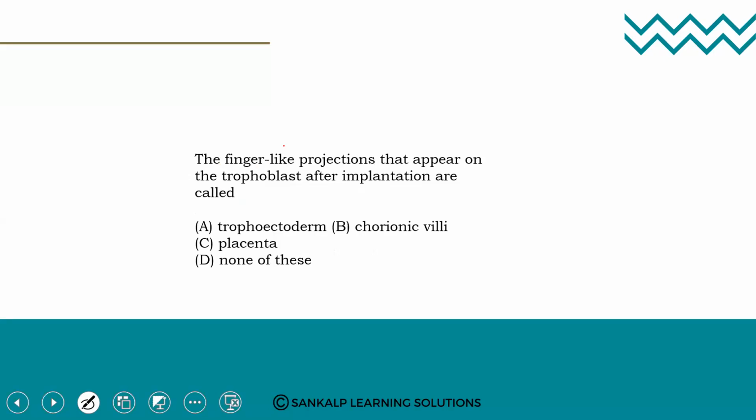Next question. The finger-like projections that appear on trophoblast after implantation are called. Read it clearly. Finger-like projections appear where? On the trophoblast. What is a trophoblast? Recall the blastocyst embryo structure. After implantation, the finger-like projections that appear on the trophoblast, what are they called? Trophectoderm, chorionic villi, placenta, none of these. Anvita answered it, Jyoti answered it, Komala answered it. Good guys, good. Priyanka answered it. Very good. So option B, chorionic villi, is the right answer.